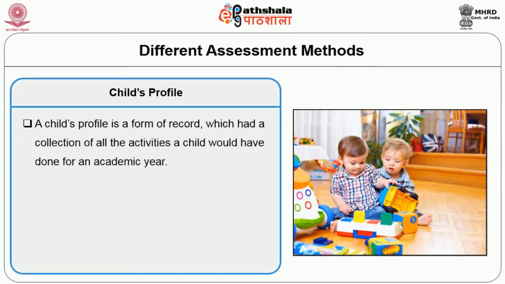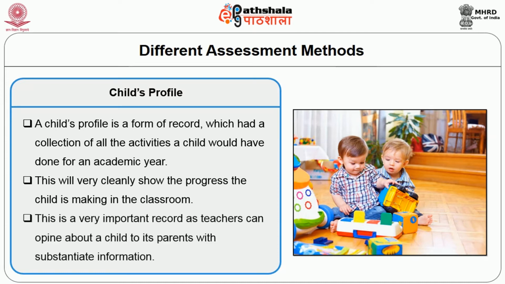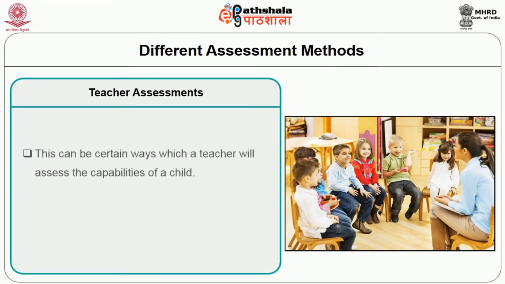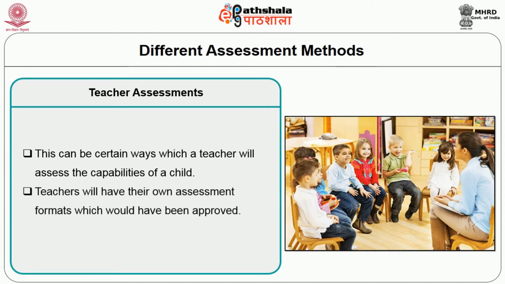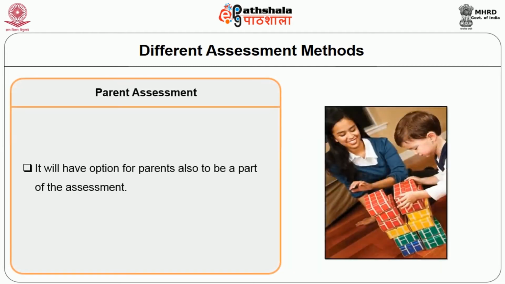Child's profile. A child's profile is a form of record which has a collection of all the activities a child would have done for an academic year. This will very clearly show the progress the child is making in the classroom. This is a very important record, as teachers can opine about a child to its parents with substantiated information. Teacher assessments are certain ways in which a teacher will assess the capabilities of a child. Teachers will have their own assessment formats which would have been approved. Parent assessment gives parents the option to also be a part of the assessment.